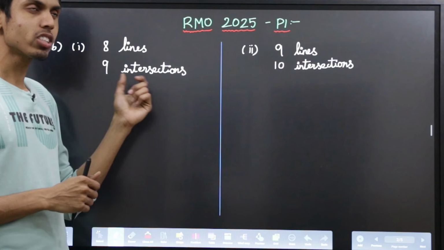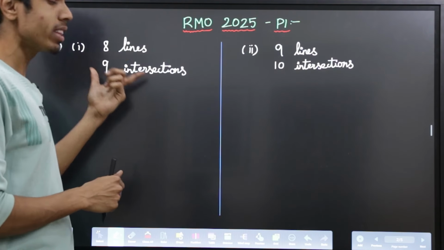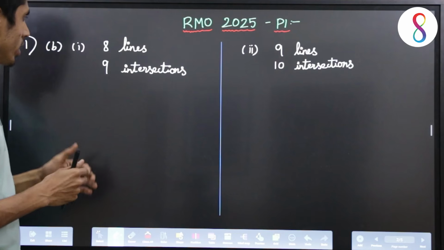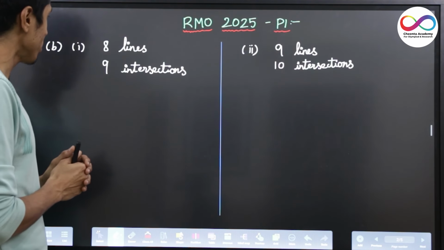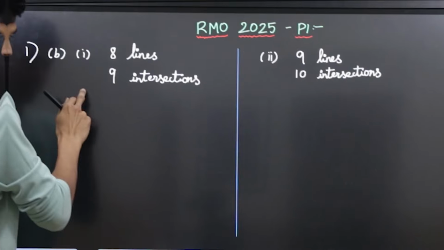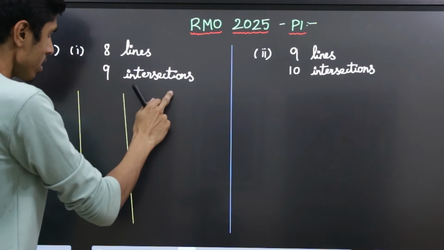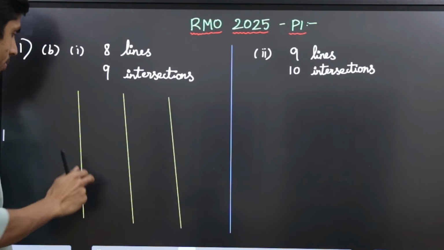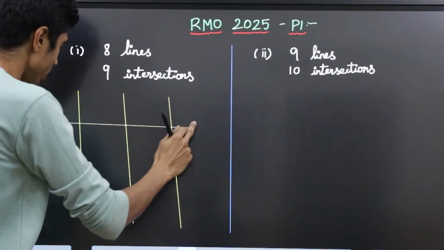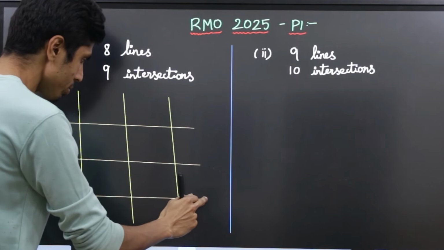For n intersections and n minus 1, that was easy. And here you have 8 lines with 9 intersections. So you need a lot of intersections. And one possible configuration that I was able to come up with is the following. Suppose you have 3 parallel lines that are uniformly spaced, and horizontally you have 3 parallel lines. Again, uniformly spaced.